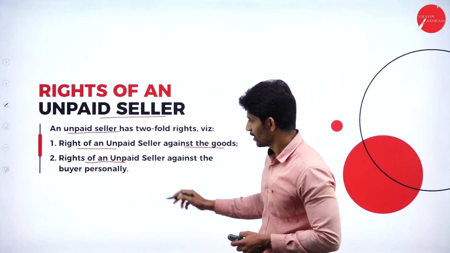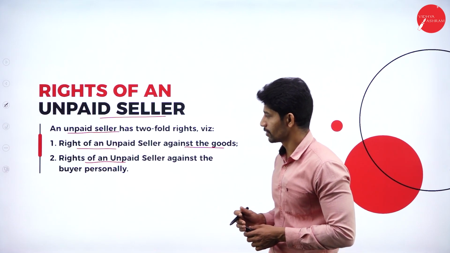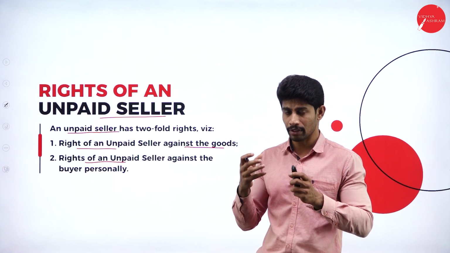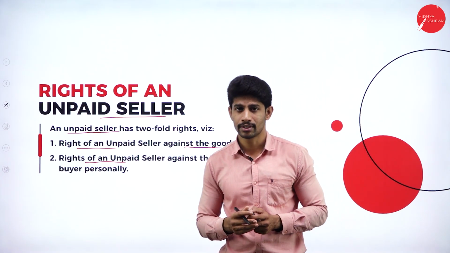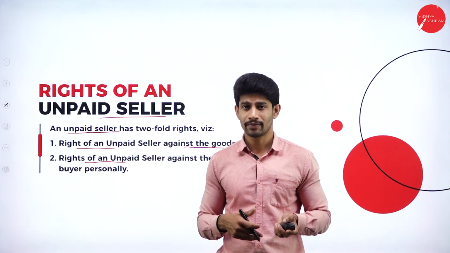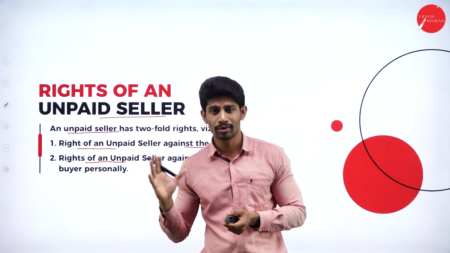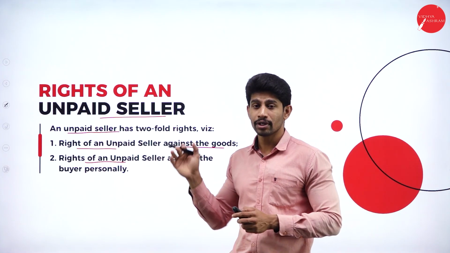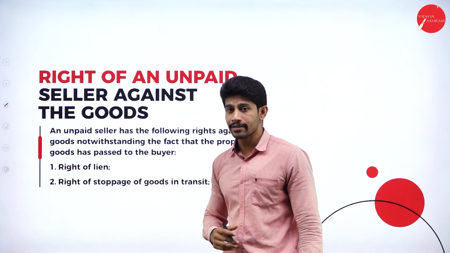The second is the right of an unpaid seller against the buyer personally. That particular unpaid seller has the right against the buyer personally. That means you may be in possession or have the ownership of the goods, but the amount is not yet paid, so you will have all the rights against the goods, even though you are an unpaid seller. So, the right of an unpaid seller against the goods.